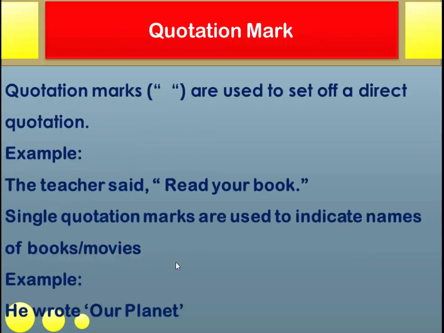Next is the quotation mark. Quotation marks are used to set off a direct quotation. This we call direct quotation. Read your book. This is the quote, or these are the words spoken by the speaker. Who spoke these words? The teacher. So we put the same words of the teacher within the quotes. Here we use quotation marks. Single quotation marks are used to indicate names of books or movies. For example, he wrote 'Our Planet'. So this is the name of the book.